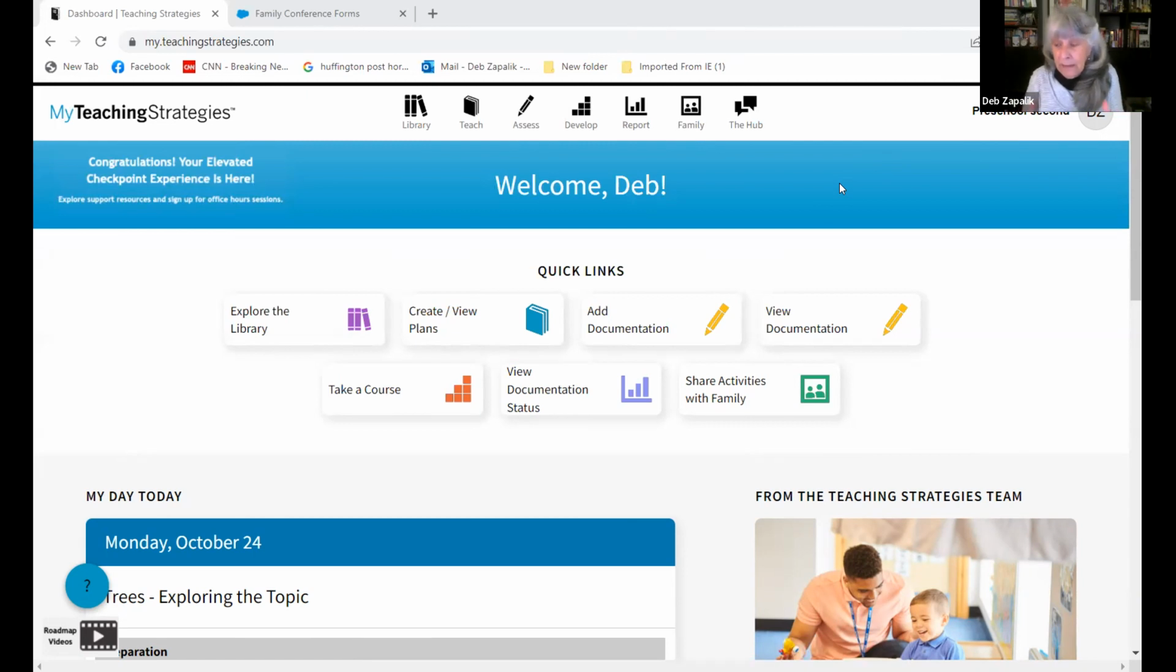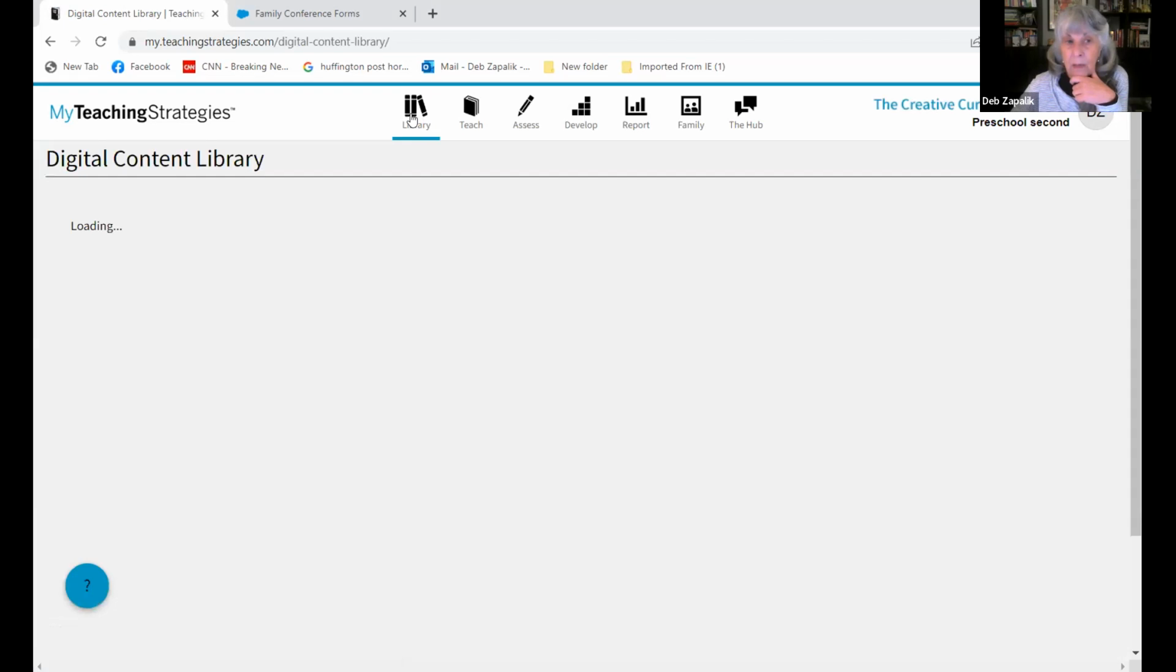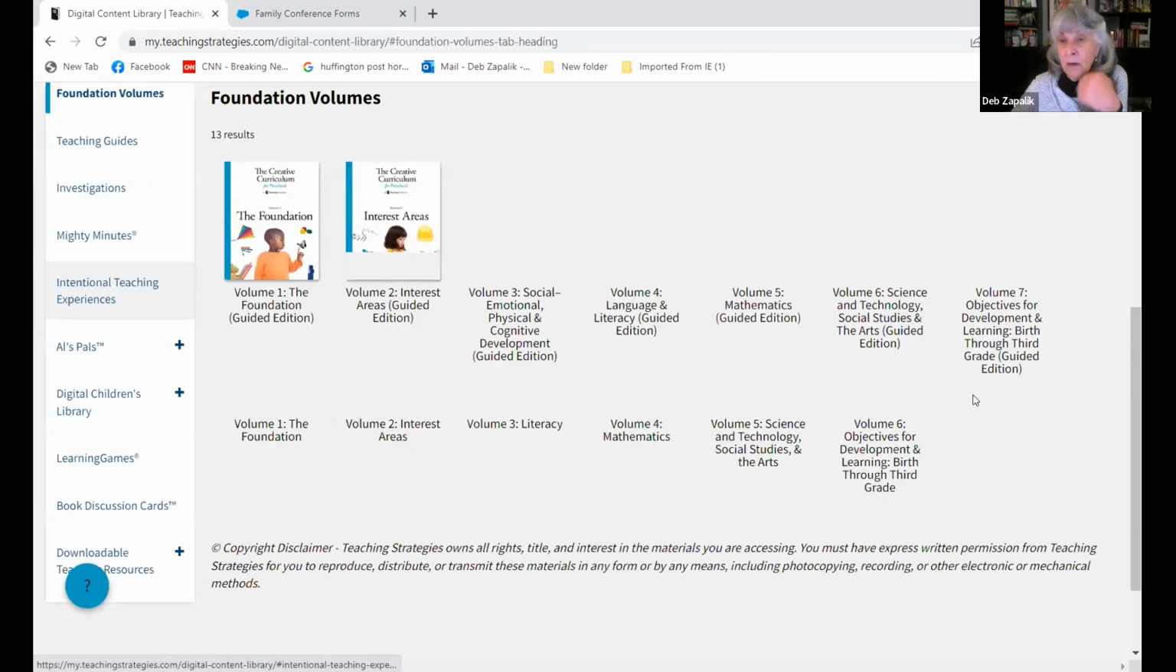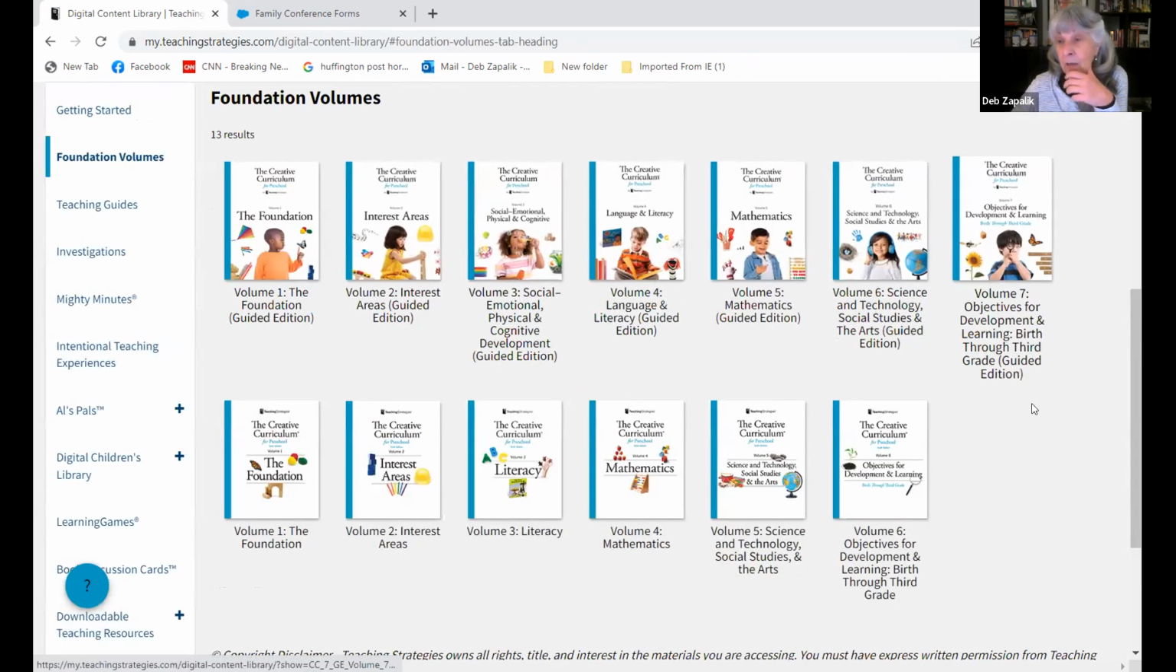I think what helps is to see what this ecosystem is. And if we look here, I'm actually on the home page. If you look across the top, you see different icons, and under each are the functions that happen within that icon. So I mentioned how Teaching Strategies pivoted during the pandemic in the creation of the library. And when a teacher clicks on this, what actually appears is all of the curriculum volumes.